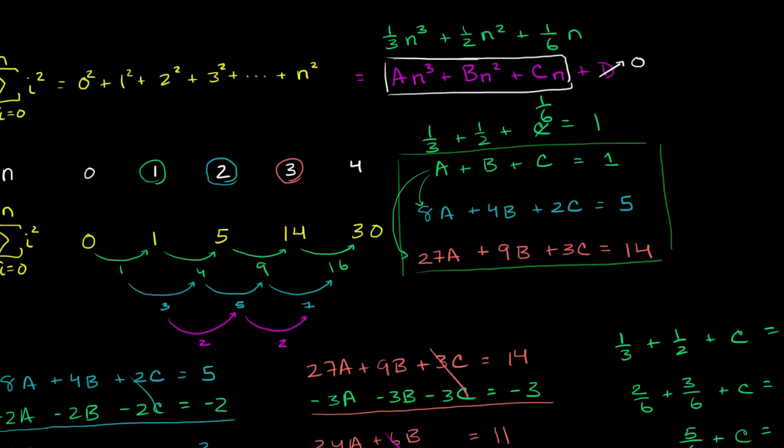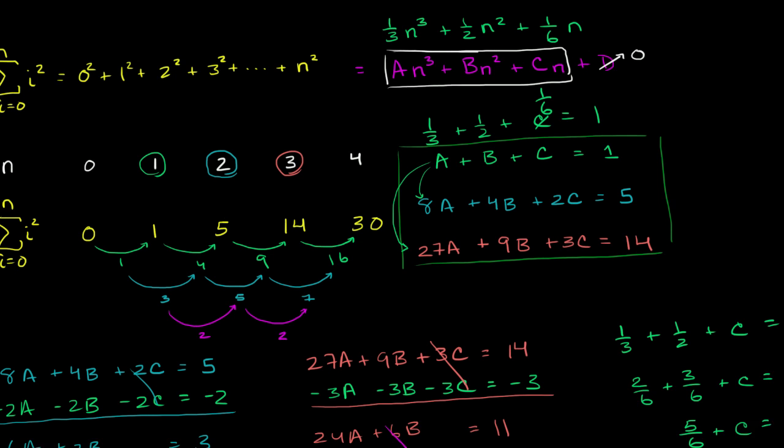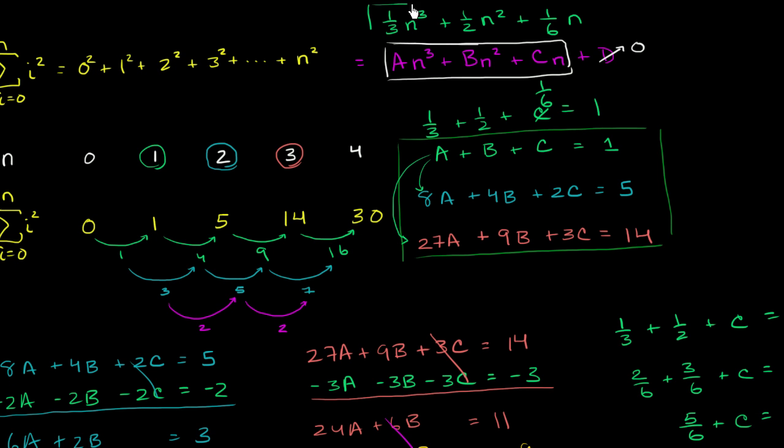So this right over here is a pretty handy formula. If now you wanted to find 0 squared plus 1 squared plus 2 squared plus 3 squared, all the way to 100 squared, instead of squaring 100 numbers and then adding them together, you could figure out 1/3 of 100 to the third power plus 1/2 times 100 squared plus 1/6 times 100. Or you could do that for any number. So this is a pretty neat little formula.